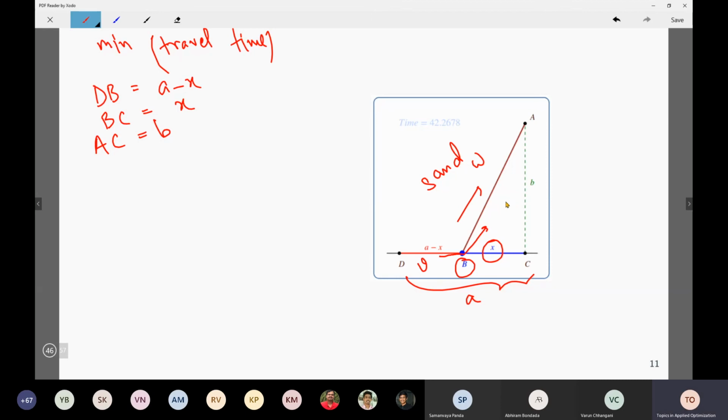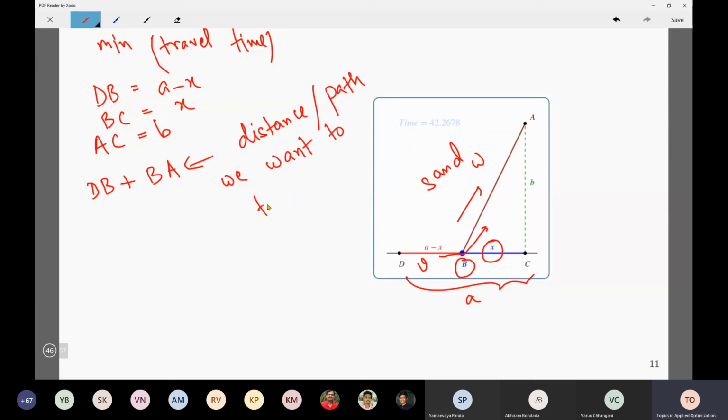So we have knowledge about the distance, and we have knowledge about the speed with which we can go. And what we are interested in is traveling the distance DB plus BA, the path we want to travel. The only thing is that we don't know for which value of X. That's the given problem. So what do we do?